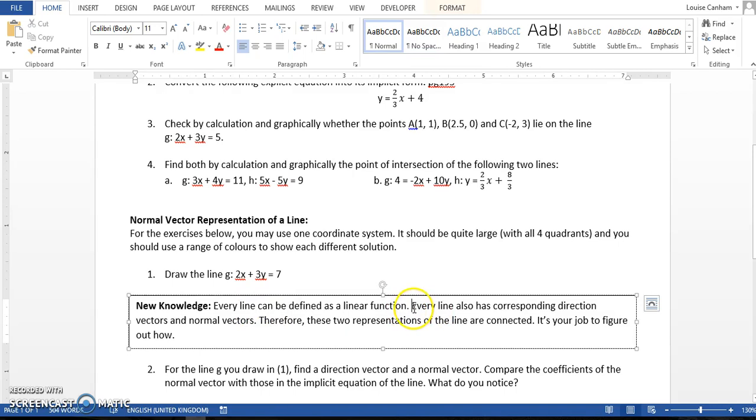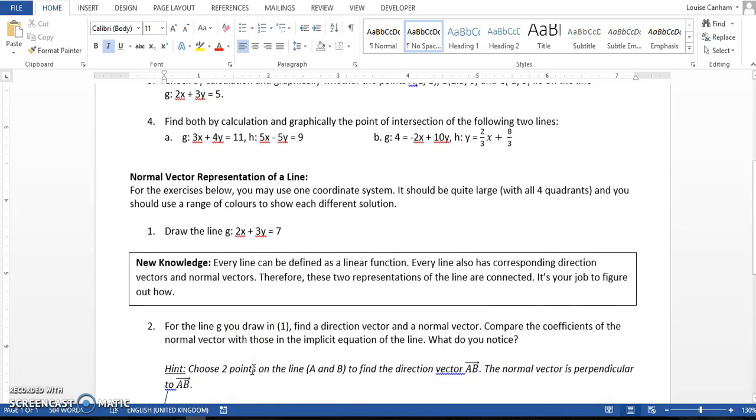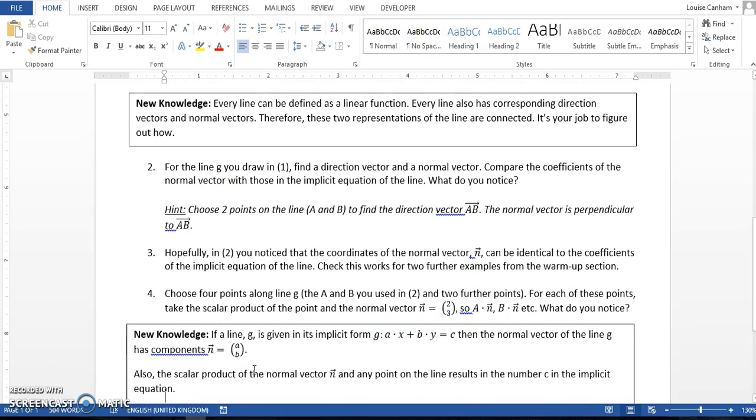Every line can also be thought of to have corresponding direction vectors and normal vectors. So these two representations of the line are connected. So you're familiar with the linear function way. And now I hope to make you become familiar with the direction vector way and the normal vector way of representing the line. And this sheet works with the normal vector representation of the line. So we need to figure out how the normal vector representation of the line is connected to its linear function.